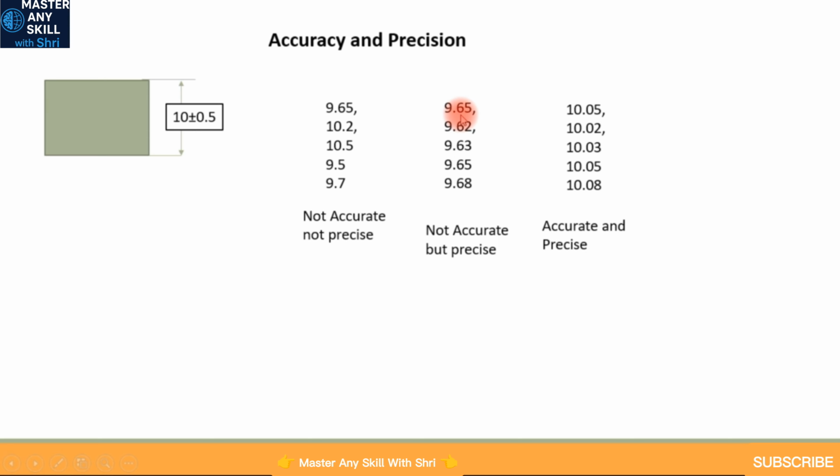In the second case, we get this set of data: 9.65, 9.62, 9.63, 9.65, 9.68. It signals to us that the process is able to give out the same output continuously, but it is not able to maintain the accuracy. So it is precise but not accurate. And in the final case, the process is accurate as well as precise. An important point to note here is that a process which is not precise cannot be accurate for its full range of data. It can have 1 or 2 accurate values, but if the process is not precise, then we cannot say that it is accurate.